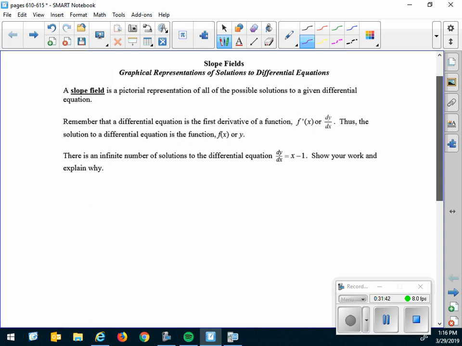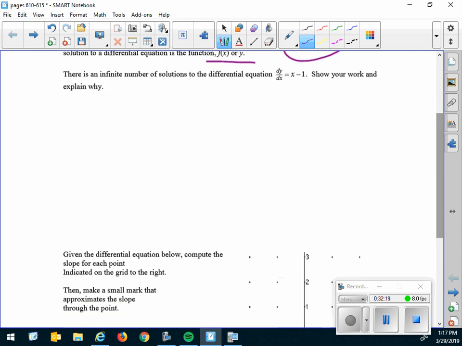A slope field is a pictorial representation of all the possible solutions to a given differential equation. When I wrote y equals x plus c, and I graphed a whole bunch of parallel lines with a slope of 1, that would have sort of been a slope field. Remember that a differential equation is the first derivative of a function. Thus, the solution to a differential equation is just f of x, or y. Okay. There's an infinite number of solutions to this differential equation.